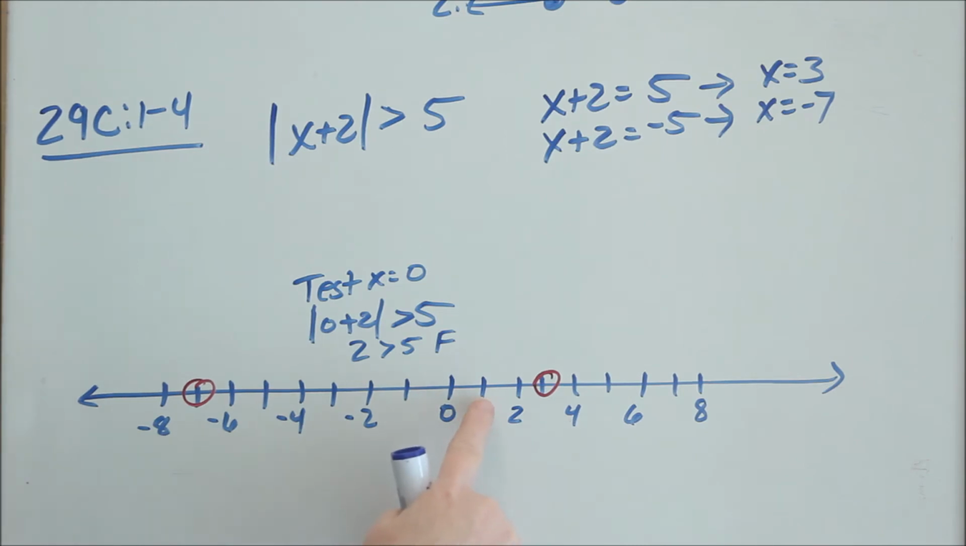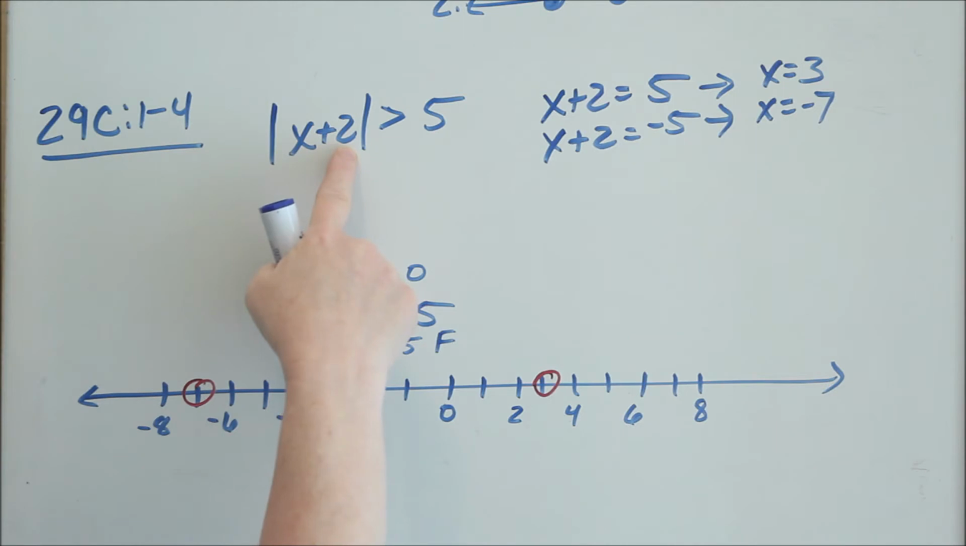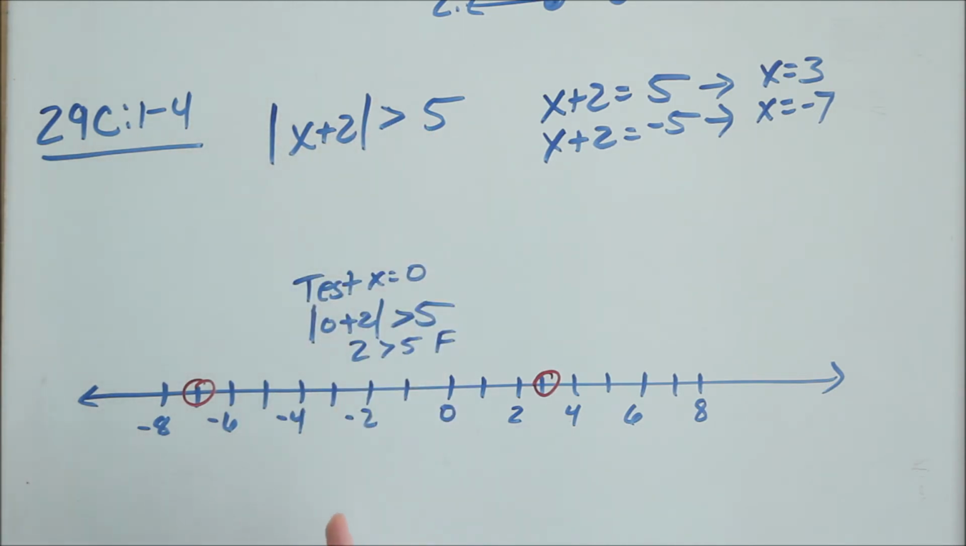Like, I'll give you another example. Let's say x equals 1, putting in 1 right there. 1 plus 2 is 3. The absolute value of 3 is just 3. Is 3 greater than 5? No. Okay, so nothing in between those 2 points will work.